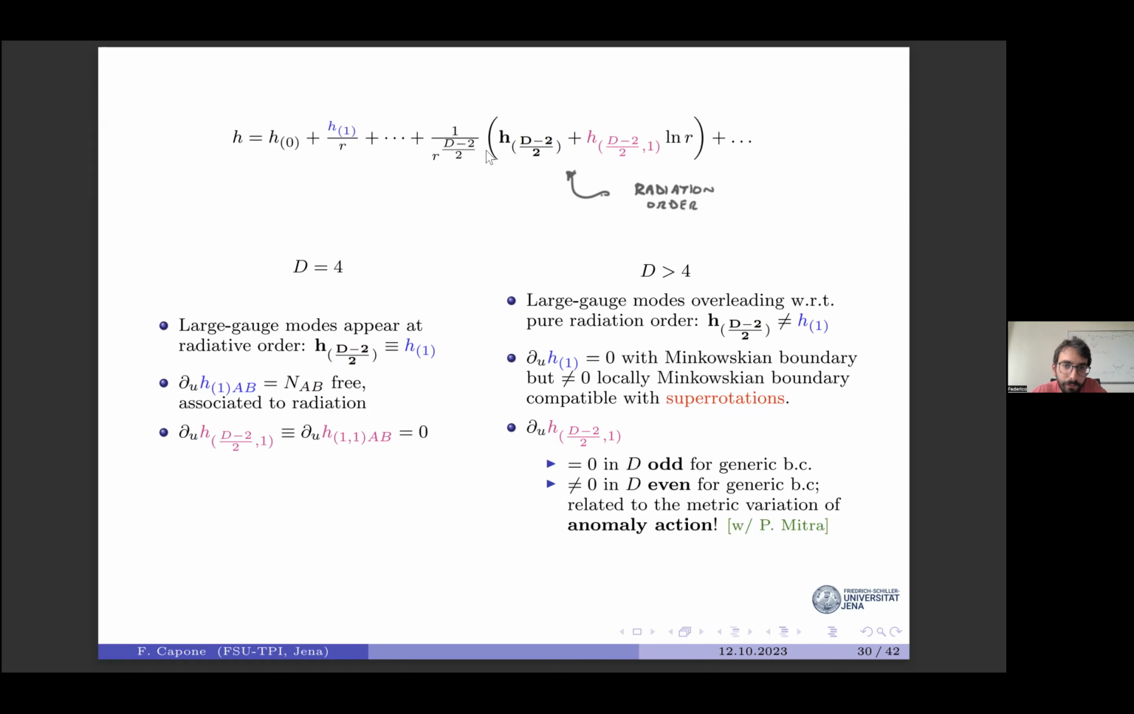But the important thing for the rest is that this h1 is non-trivially non-zero in higher dimensions, if you allow for boundary conditions which are consistent with the action of superrotations. There is a small thing that I would like to say concerning the logarithmic term, which is this. So the U evolution of this logarithmic term is trivial in all dimensions, and is non-trivial for generic boundary conditions in even dimensions. And this appears to be related with some anomaly action. So just keep this in mind, and I will come back to this comment later at the end, basically.